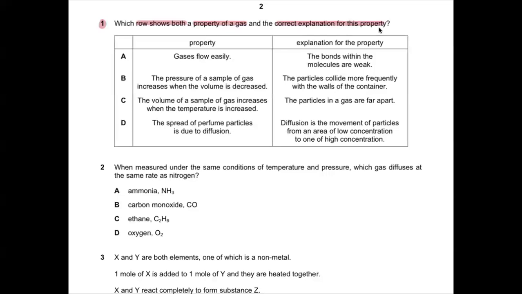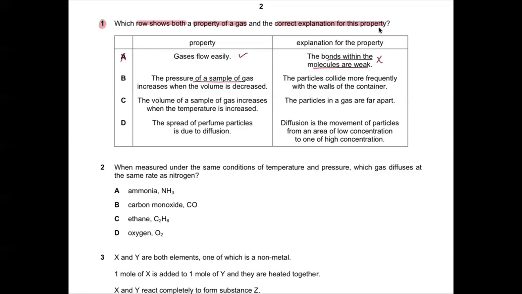Gases flow easily. Yes, the property is correct. The bonds within the molecules are weak. There is nothing to do with the bonds within the molecule. Gas flows freely, and it doesn't have to do with the bonds. It has very weak forces between the gas molecules. That's why. So the explanation is wrong, which makes A wrong.